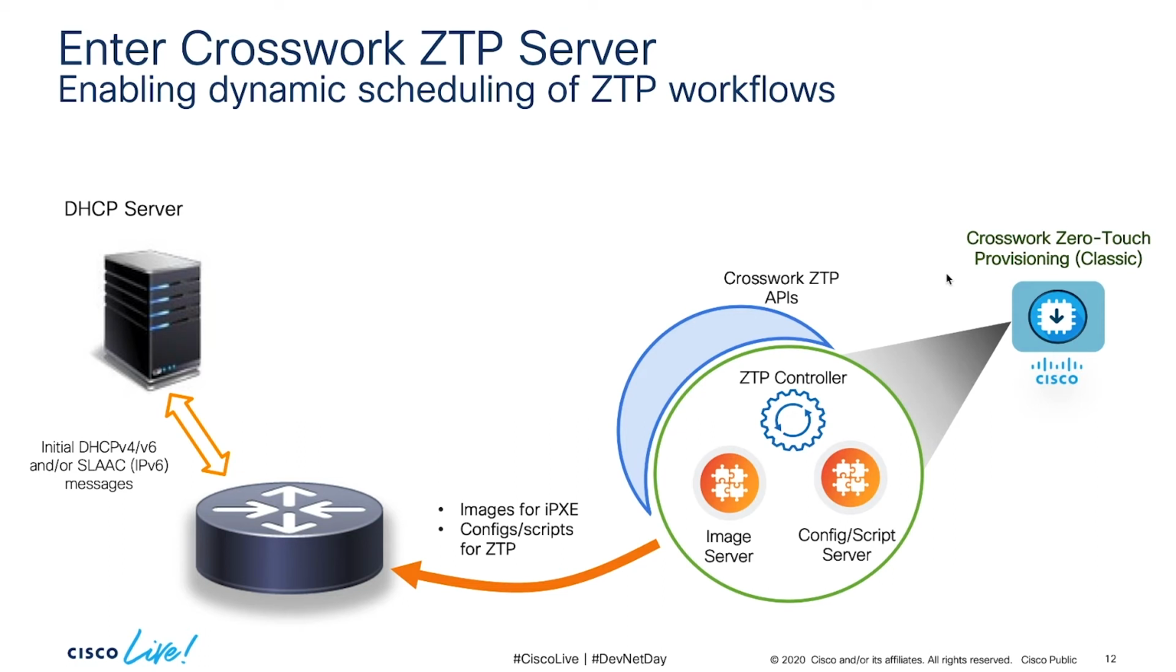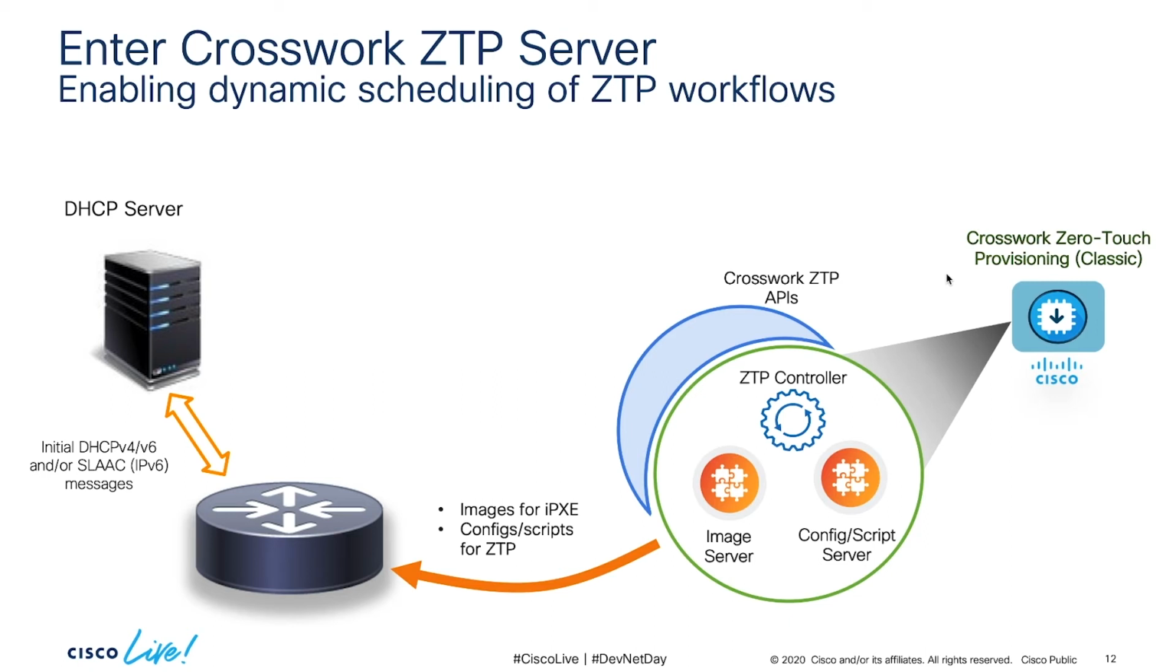But with the Crosswork ZTP server, we not only get the web server capabilities so that we can store the images and the config or scripts that a device may need, but we're also able to provide the Crosswork ZTP APIs, which, much like all the APIs of Crosswork, are pretty much exhaustive and cover all the capabilities that its dashboard UI has to offer.